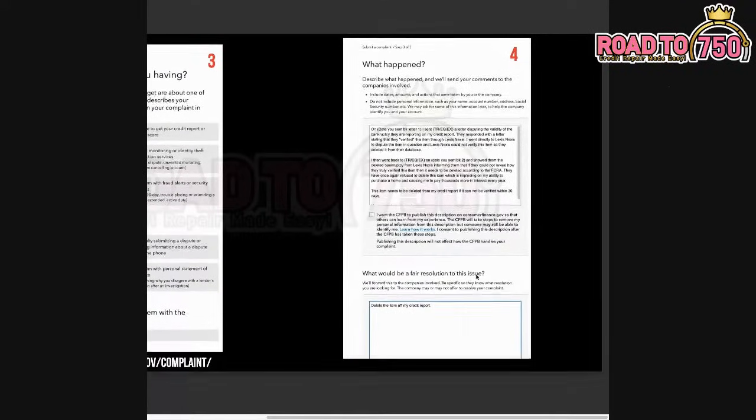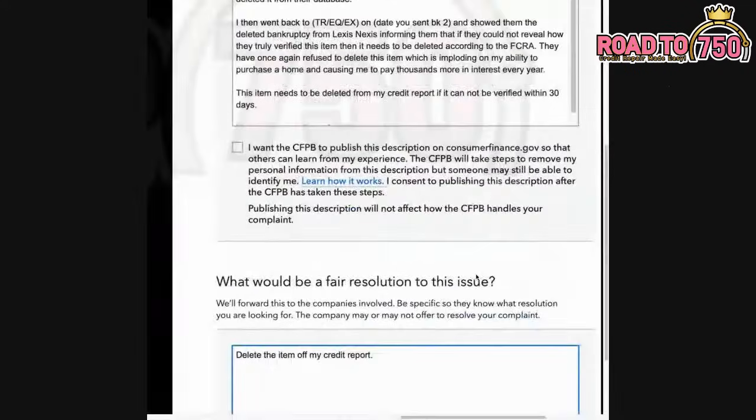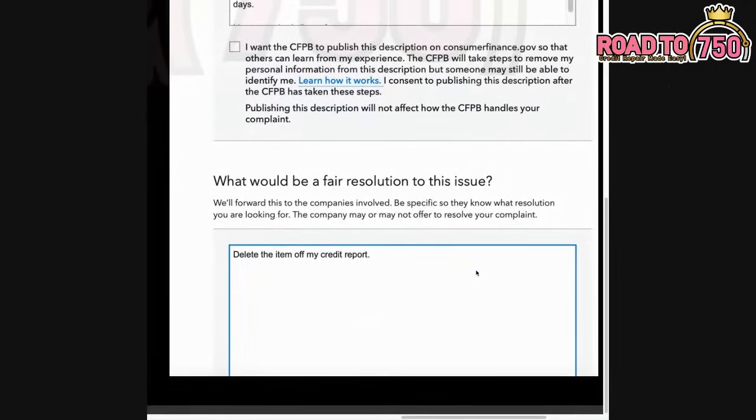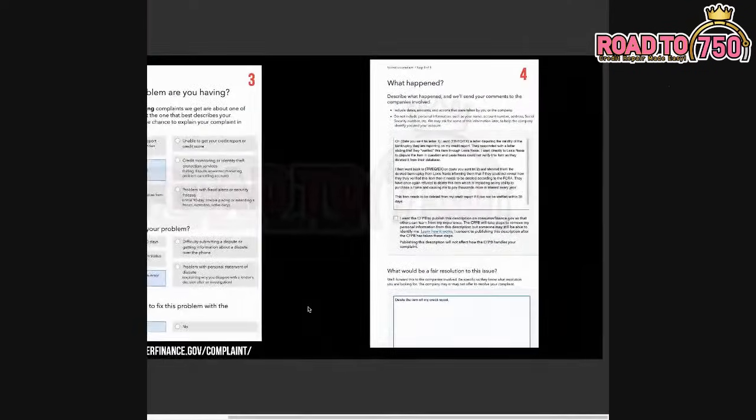Also, it's going to ask you, let me see if you guys can see this. At the bottom, it's going to say, what would be a fair resolution to this issue? You need to clearly state, I need to delete it off my credit report, or to delete this bankruptcy off my credit, whatever. Make sure that you tell them what resolution you want. I've seen so many people skip this box and then wonder why the item wouldn't be deleted. No, you need to be very clear in stating they need to delete this off my report, right?